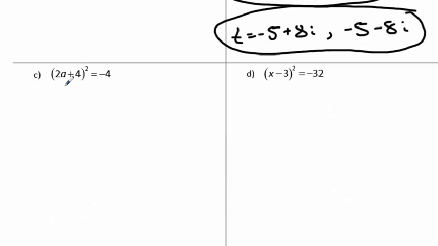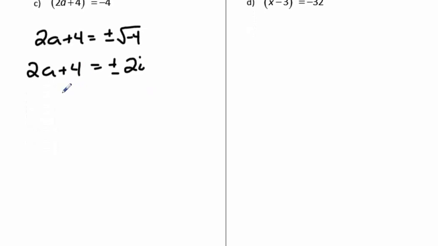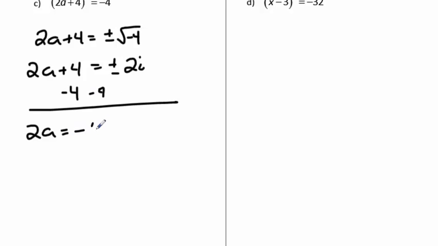Okay, part C. 2a plus 4 squared equals negative 4. Take the square root of both sides. It's going to give you 2a plus 4 equals plus or minus the square root of negative 4. So 2a plus 4 equals plus or minus the square root of 4 is 2. Negative is going to turn into i. Now subtract your 4 from both sides. 2a equals, so not like terms, the negative 4 is going to just go out in front of the plus or minus 2i. Divide everything by 2.